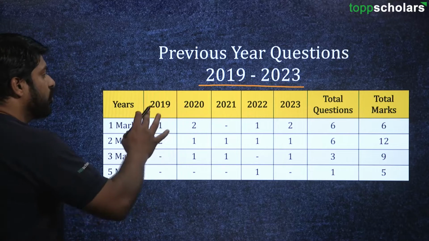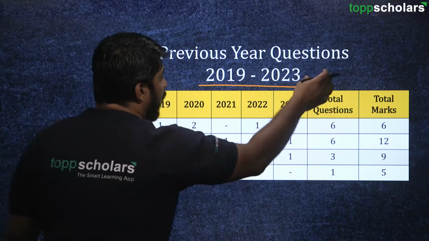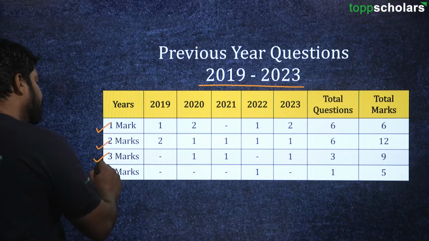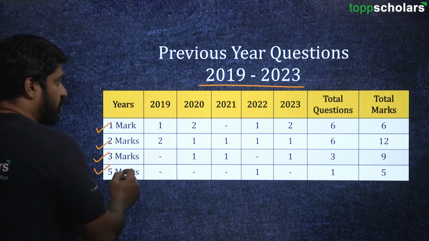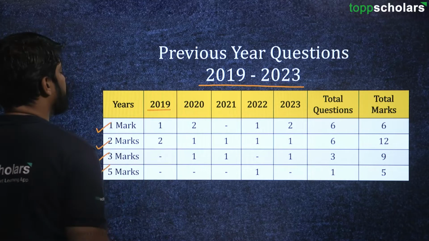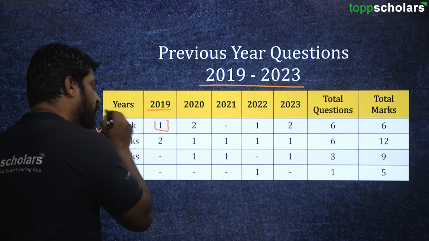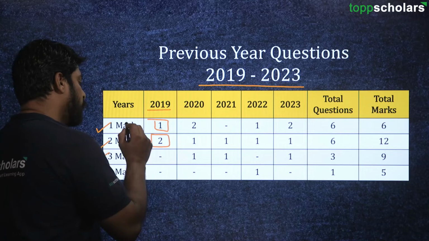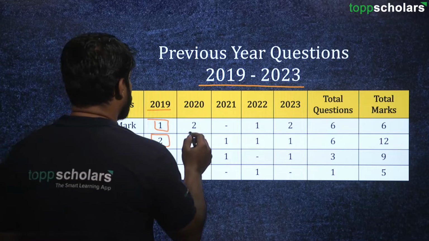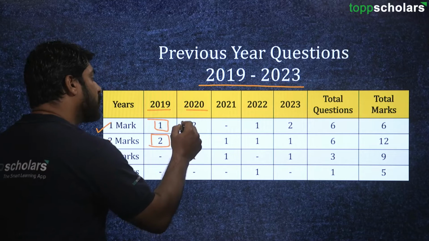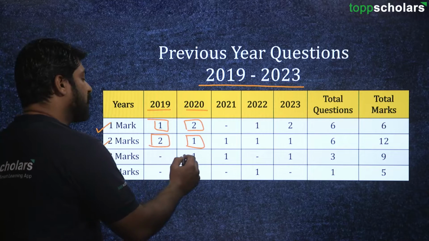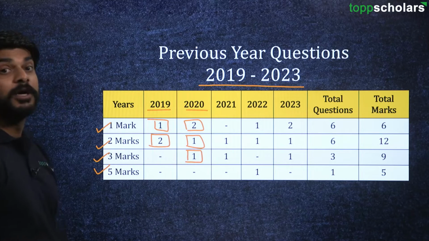This table shows us how many questions were asked in the last 5 years for 1 mark, 2 mark, 3 mark and 5 mark. There is no 4 mark question in the last 5 years from this chapter. For example, in the year 2019, there was 1 question for 1 mark, 2 questions for 2 marks and no question for 3 mark and 5 mark. Similarly, in the year 2020, we have got 2 questions for 1 mark, 1 question for 2 marks and 1 question for 3 marks.